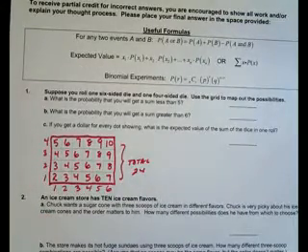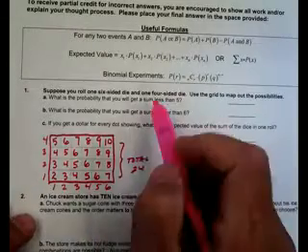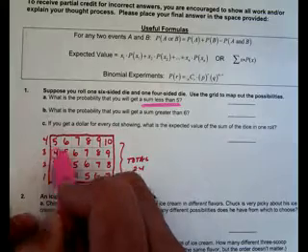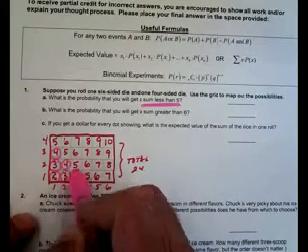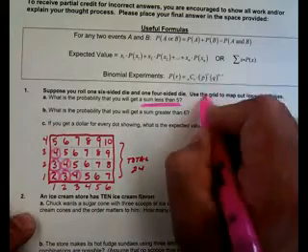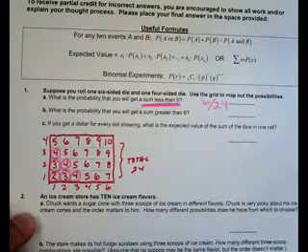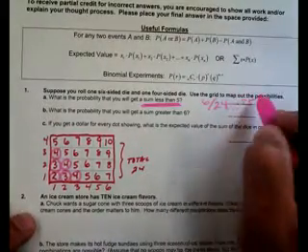So for part A, the probability that your sum will be less than 5, we're going to circle the ones that apply. 1, 2, 3, 4, 5, 6. There are 6 out of 24 possibilities that are less than 5. So the answer is 1/4 or 0.25.